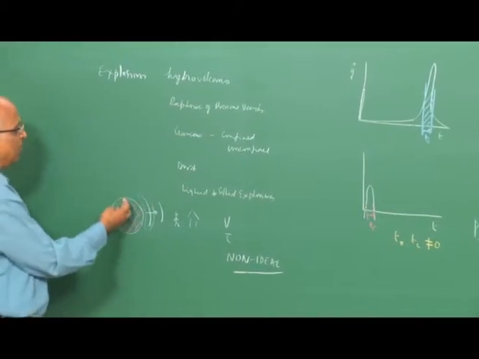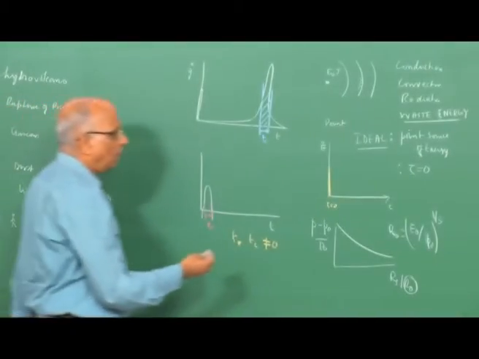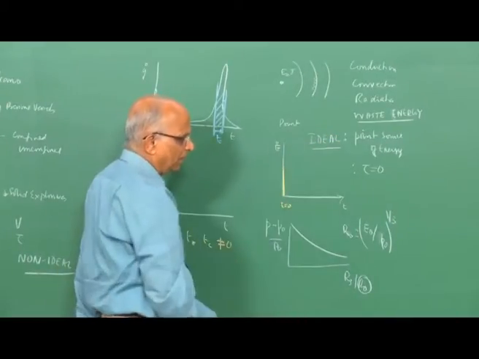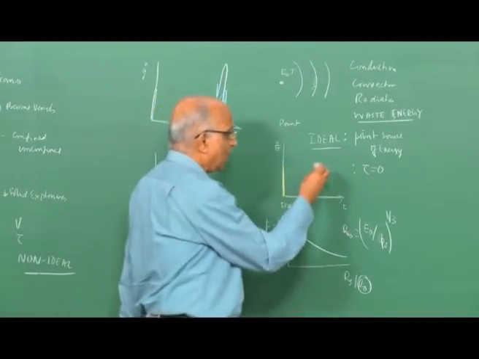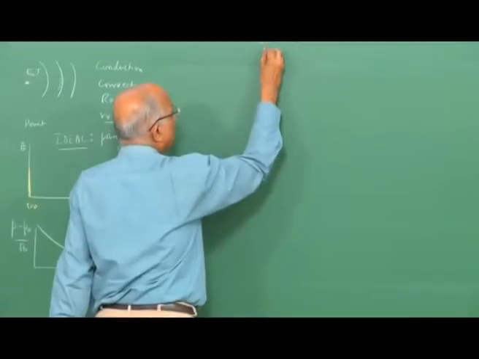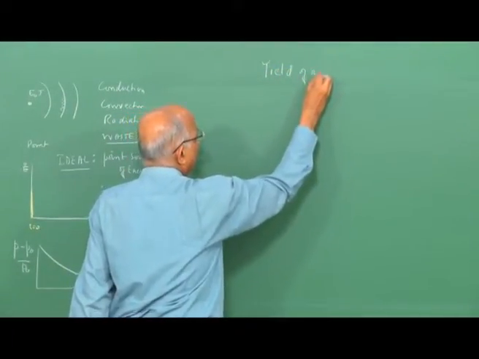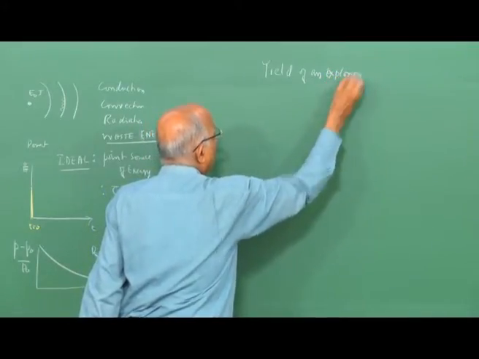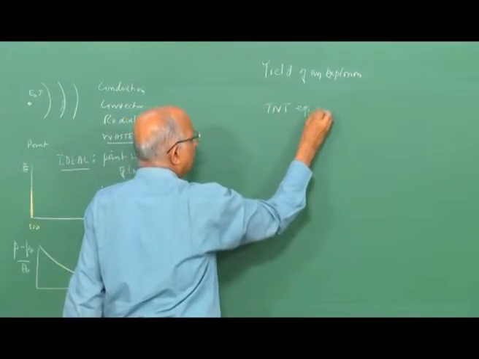Now, my predictions must be for an actual explosion, whereas what we predicted was for an ideal case. Therefore, we wish to put things together. Therefore, in today's class, I want to look at what we call the yield of an explosion, and we also will look at maybe the TNT equivalence of an explosion.